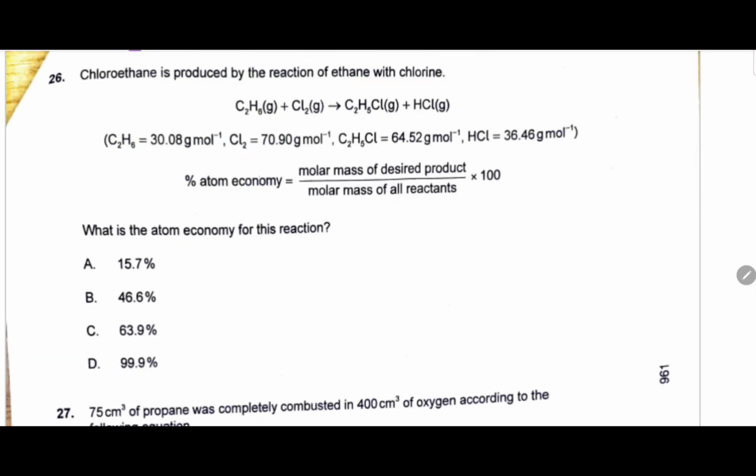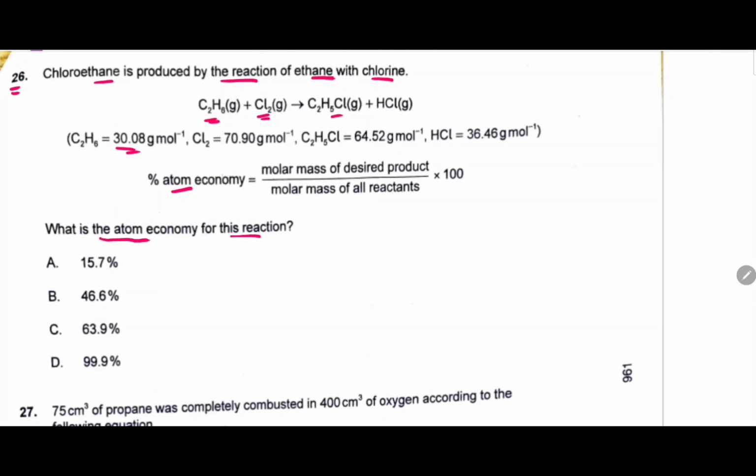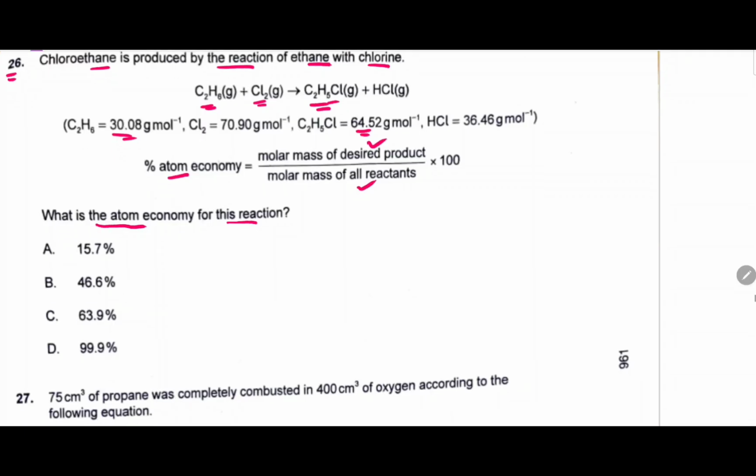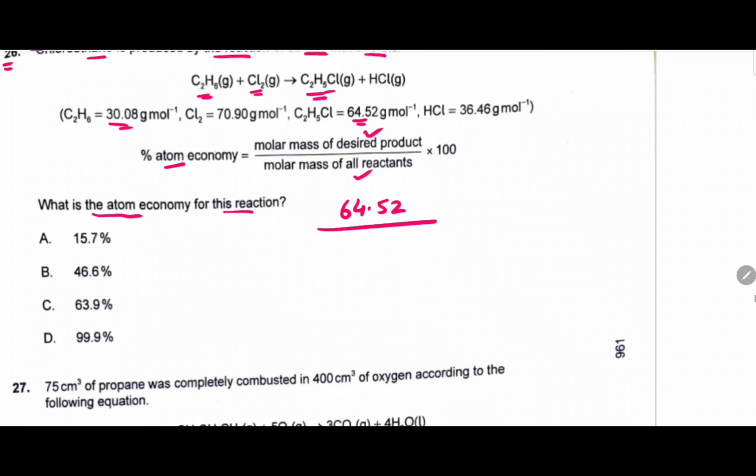Question 26 says that chloroethane is produced by the reaction of ethane with chlorine. Okay, ethane C2H6 reacting with chlorine to form chloroethane and HCl. The molar masses are given. He's asking what is the atom economy for this reaction, and the percentage atom economy formula is given to us. Atom economy of this reaction is the molar mass of the desired product upon molar mass of the reactants. What is the desired product? C2H5Cl. And what is the molar mass? 64.52. Therefore, atom economy will be 64.52 divided by molar mass of all the reactants.